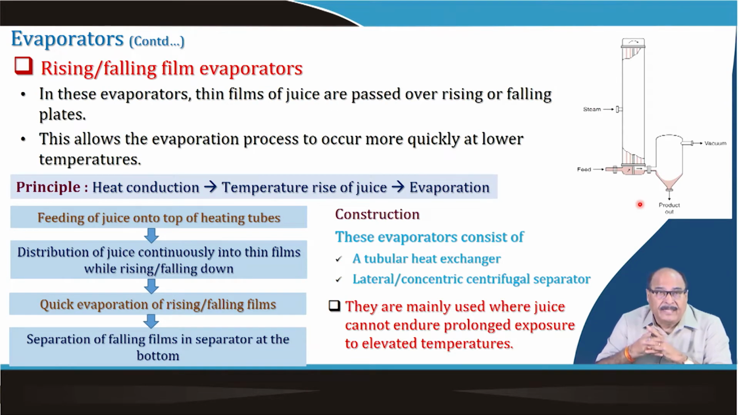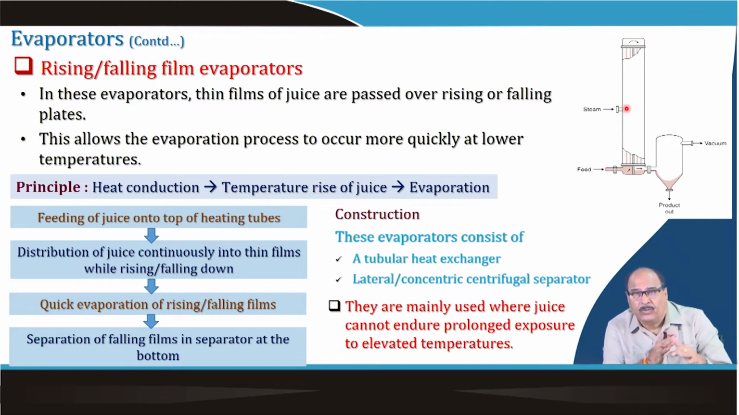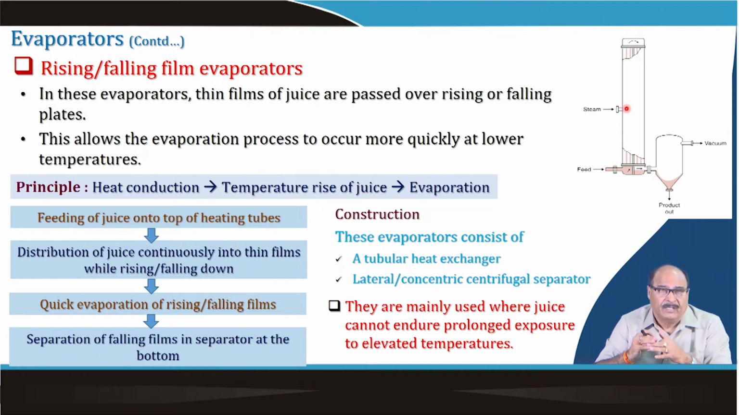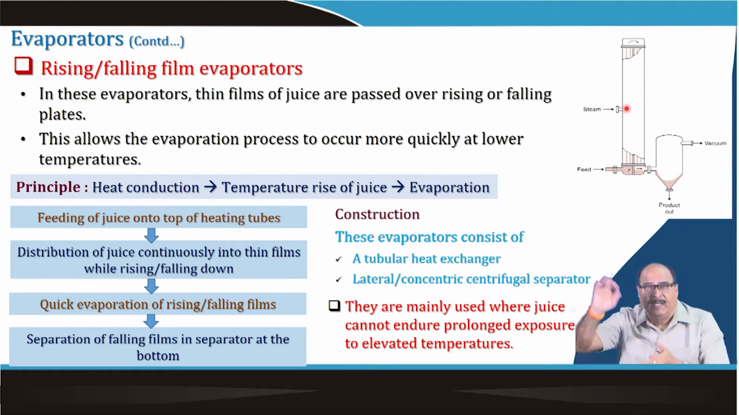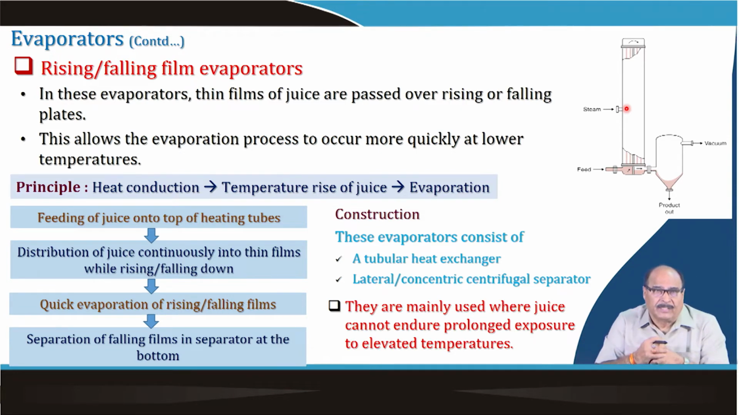Then rising film or falling film evaporators, you see the schematic shown in the figure. In these evaporators, a thin film of juice is passed over rising or falling plates, and this allows the evaporation process to occur more quickly at lower temperature. The principle of working here is basically heat conduction from the evaporator, the temperature of the juice rises, and finally the water evaporates from the juice.